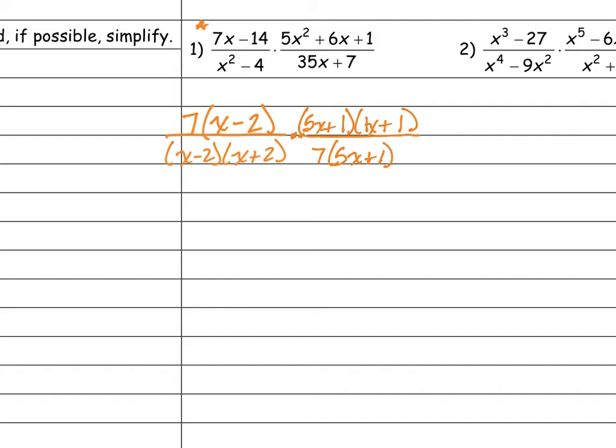Now, once you have it all factored, what you're going to do is start making ones. It doesn't matter which fraction it is. So I know I have a 7 and a 7. That's a 1. And I have an x minus 2 and an x minus 2. That's a 1. And then I have a 5x plus 1 and a 5x plus 1. That makes a 1. And then whatever is left is your answer.